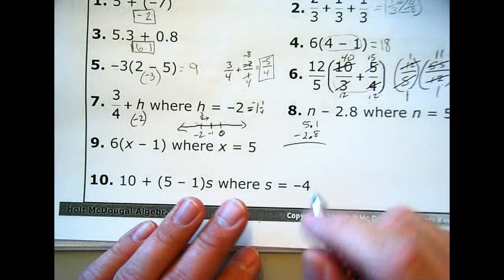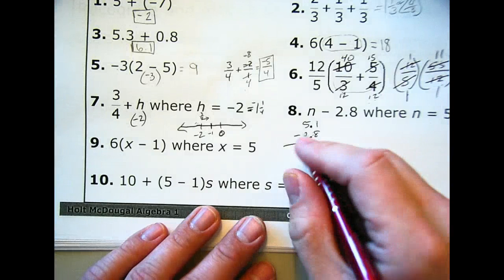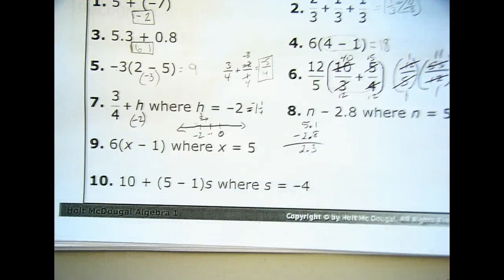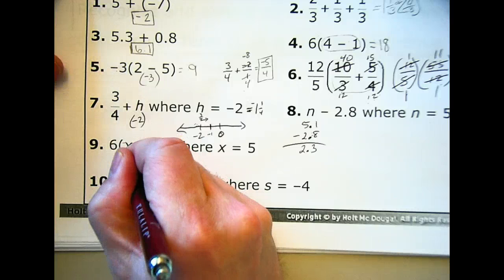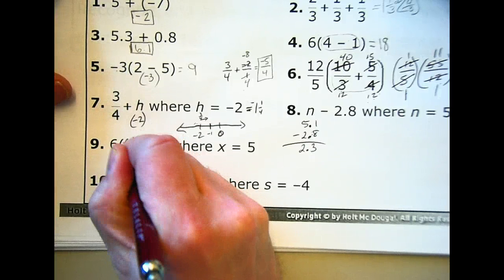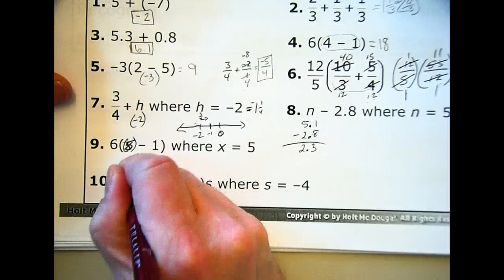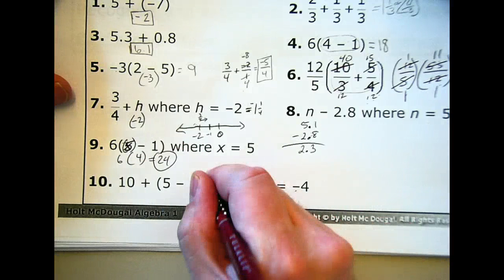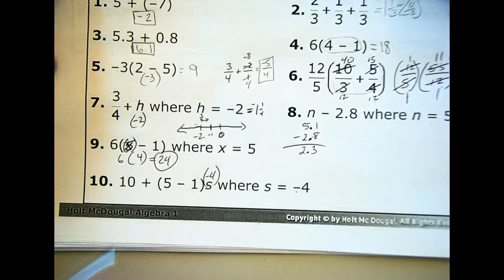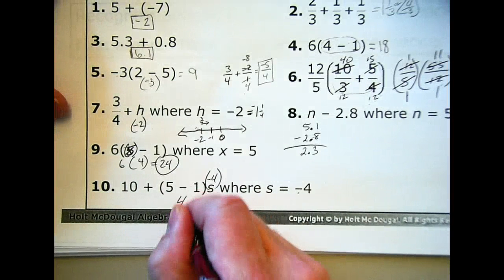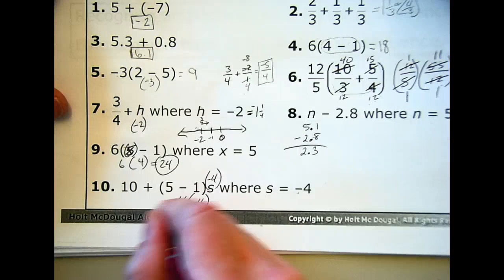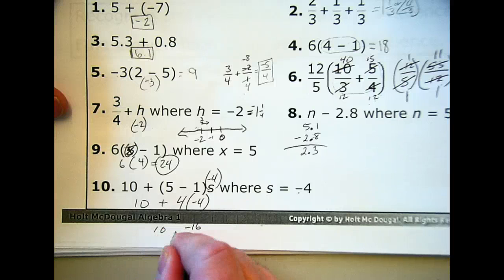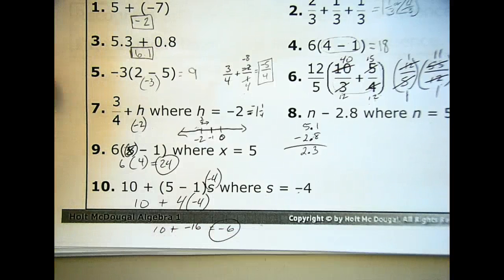You don't want to go 30. You only want to go 28. So it's two more than that, which is 2.3, as Victoria said. Good job. Okay, put 5 in here. I'm spending too much time on this. 5 minus 1 is? 4. 6 times 4, good buddy. 24. And put negative 4 here. 5 minus 1? 4. Times negative 4? Negative 16. Plus 10? Negative 6.